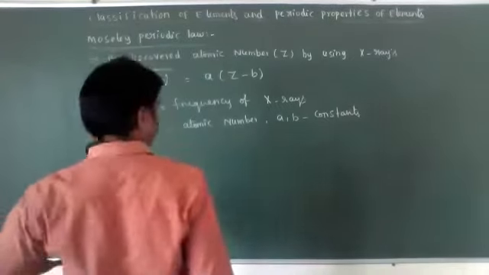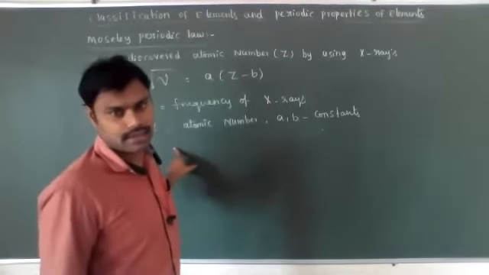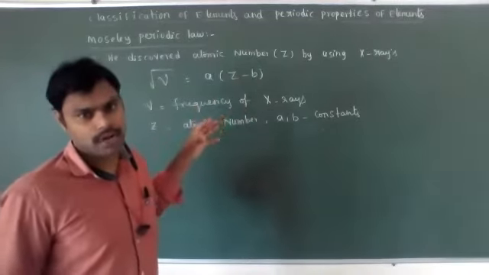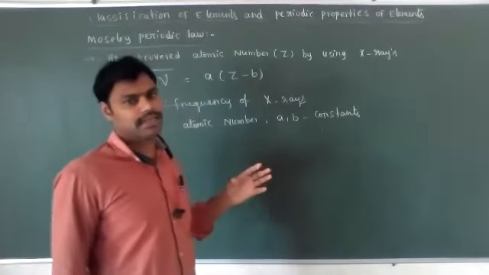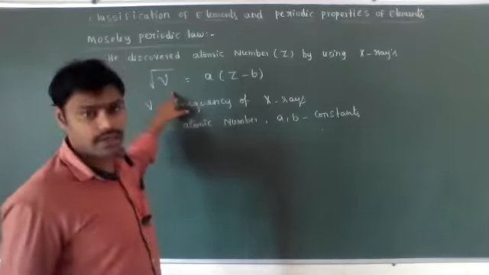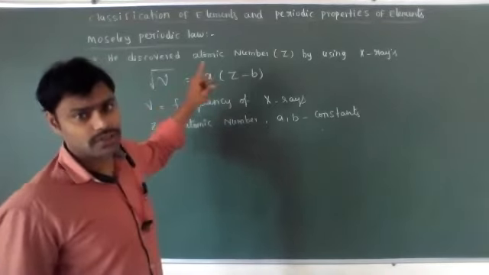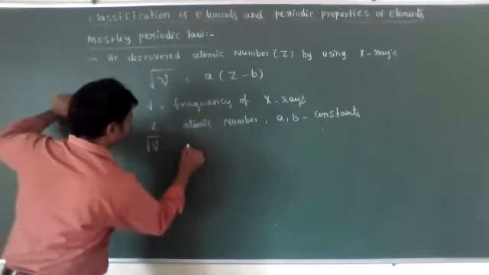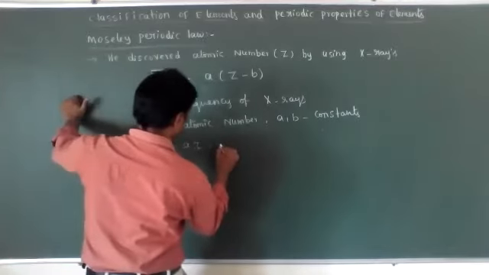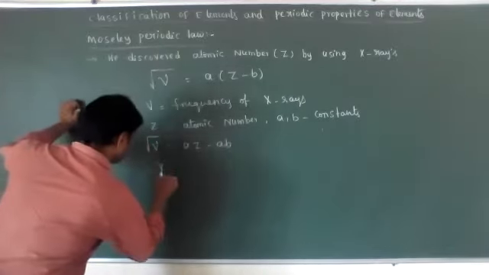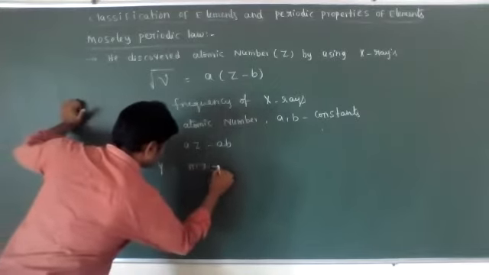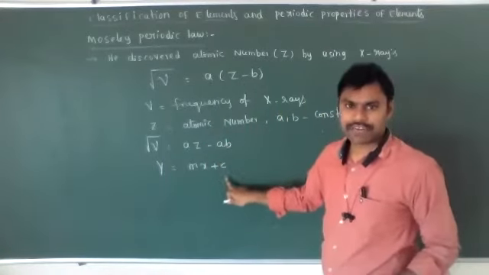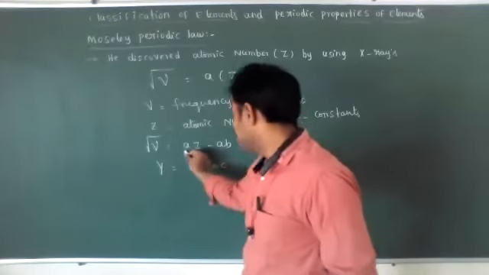Now, how was it discovered? By using X-rays. Different frequencies of X-rays were passed through different elements, and based on that he proposed one formula: root nu is equal to A into Z minus B. This equation seems like y is equal to mx plus c. The intercept is negative, but the slope is positive. What is the slope? A.